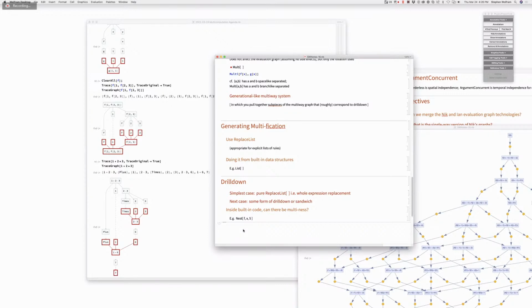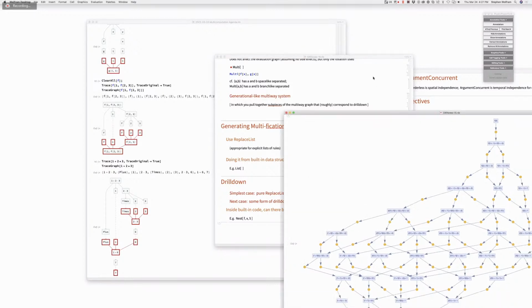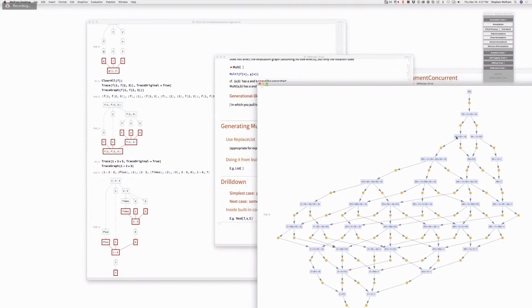Right. Yeah, I understand. So with non-standard evaluation, you could have arbitrary expressions and arbitrary handling of them. Yeah, exactly. So the question is, how does that merge into the multi-way graph? And that's essentially what we're also asking over here, because you've got drill down. How does drill down merge into the multi-way graph? Does that make sense?